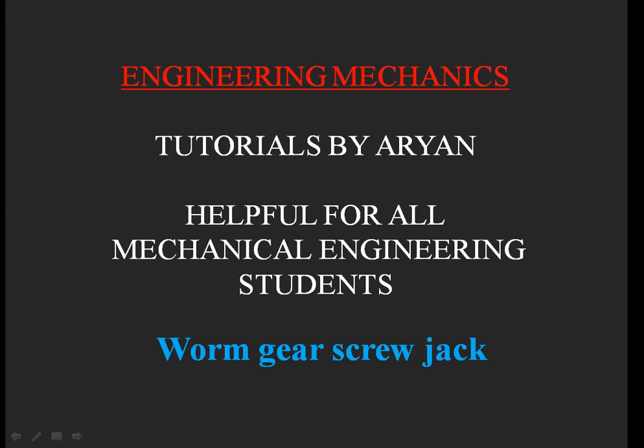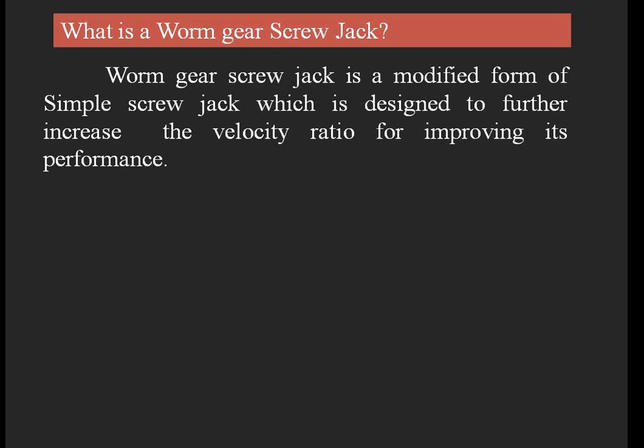So in this video, I would like to explain about worm gear screw jack, which is one of the types of screw jack. Here I would like to give a simple definition, which is very simple. The worm gear screw jack is defined as a modified form of a simple screw jack, which is designed to further increase the velocity ratio for improving its performance.